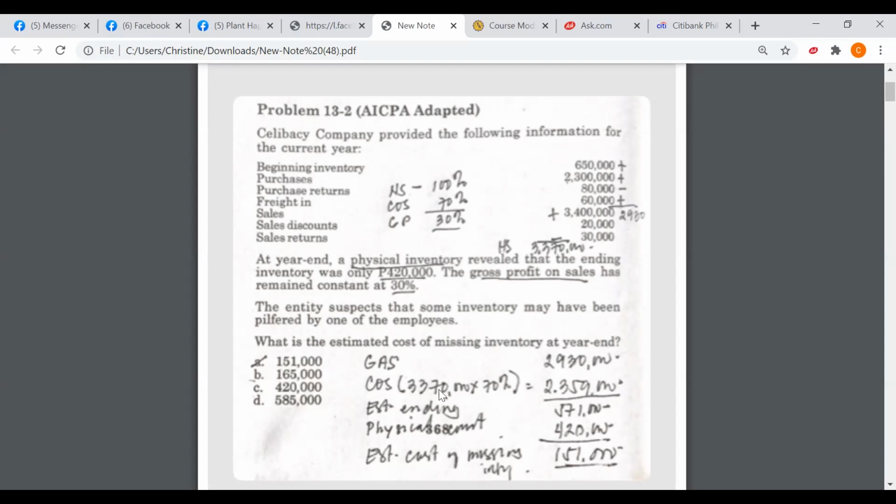So 3,370,000 times now the cost rate of 70%. So your COS based on gross profit on sales is 2,359,000. Deduct this from GAS, you will get now the estimated ending of 571,000. So if the estimated ending is 571,000 and based on your physical or actual count, it was only 420,000 as stated here. Therefore, the cost of estimated missing inventory is 151,000. So that's letter A.